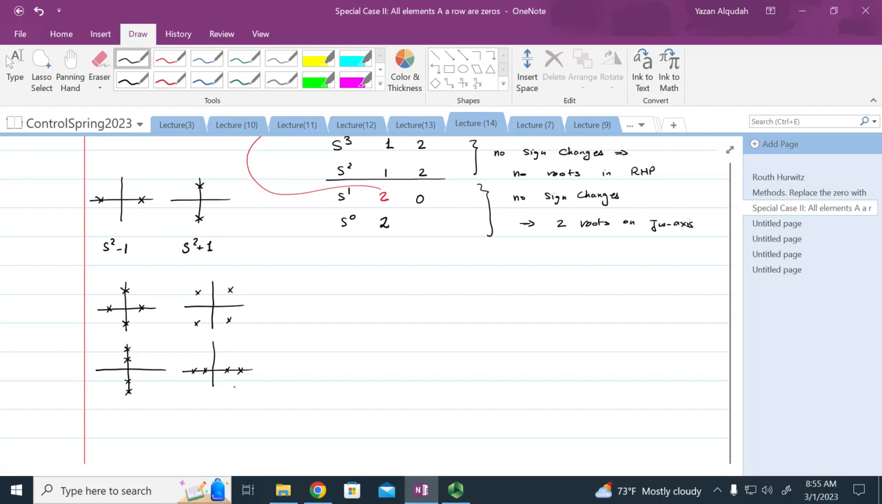If I have one sign change, then I have 2 roots on the j omega axis, one on the right and one on the left. If I have 2 sign changes, then I have 2 roots on the right, 2 roots on the left, which is the same as this case. No sign changes means these 4 roots are on the j omega axis. Together? Any questions?